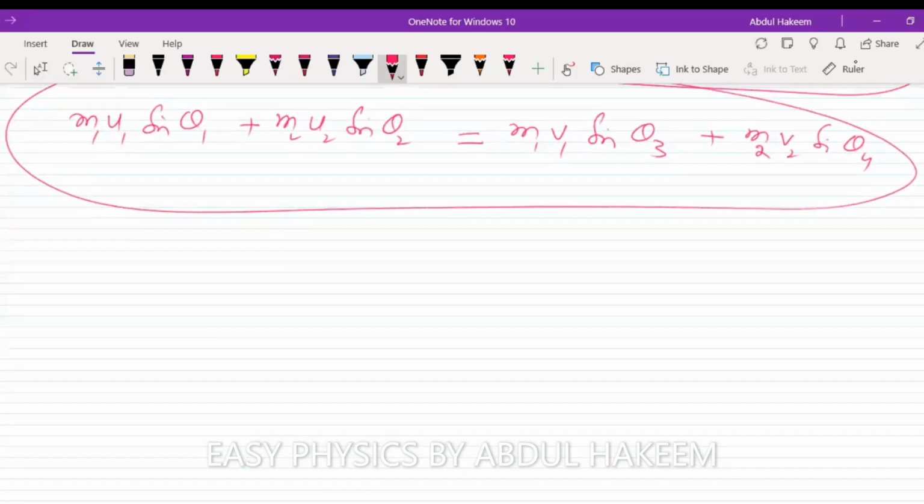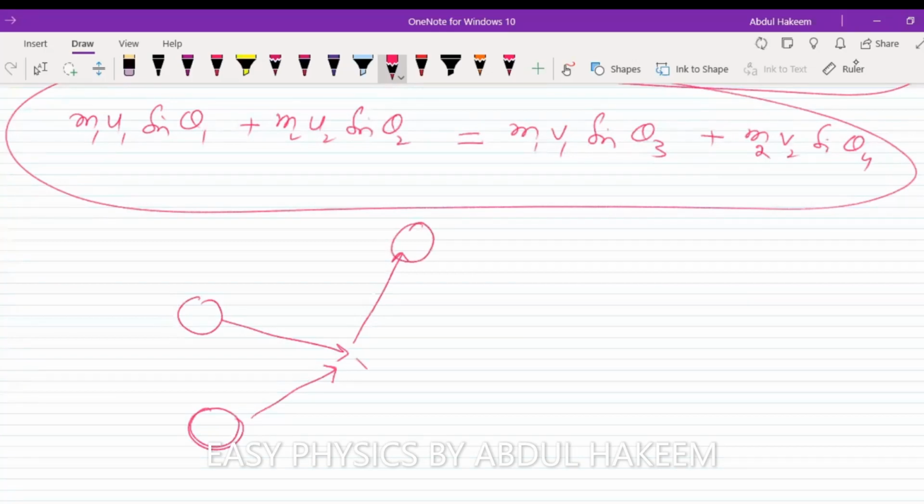So we have to write their X component formula and the Y component formula. For example, one object is moving in this direction. Other object is moving in this direction. And after collision, one of the objects is going in this direction and the other object is going in this direction. So this is 1, 2, 3, and 4. So we will write the angles.